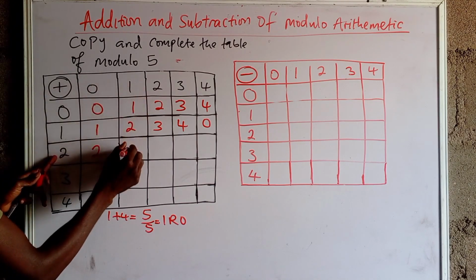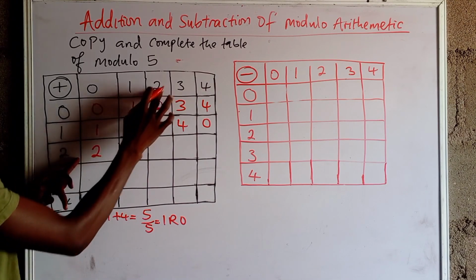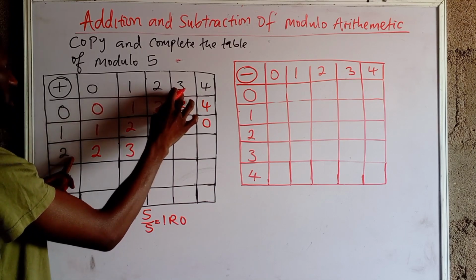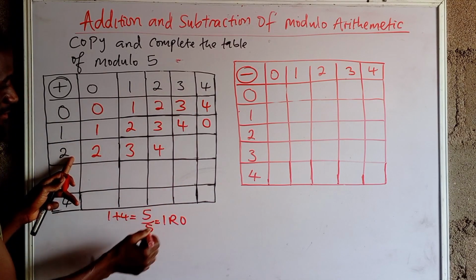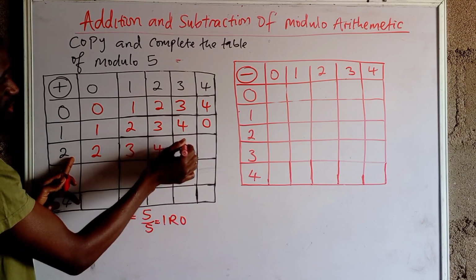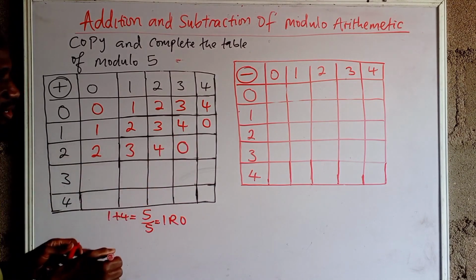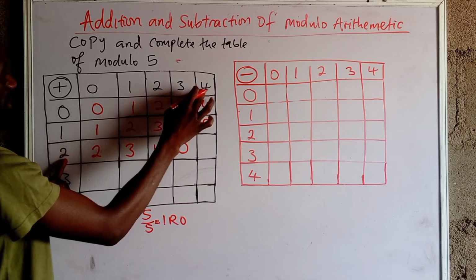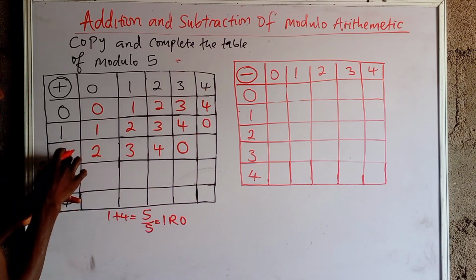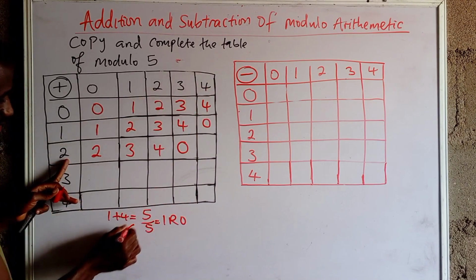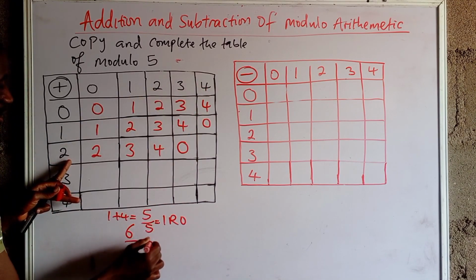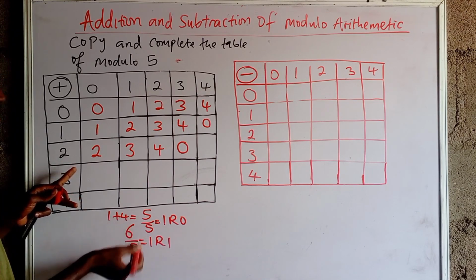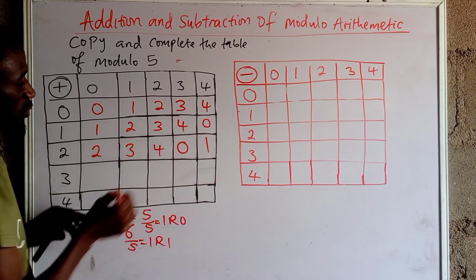Okay, in the next case we keep adding: 2 plus 0 is 2, 2 plus 1 is 3, 2 plus 2 is 4, 2 plus 3 is 5. Any number that reaches 5 must turn to 0; that is our remainder. 2 plus 4 is 6, and 6 divided by 5 is 1 remainder 1. That is, here is 1.